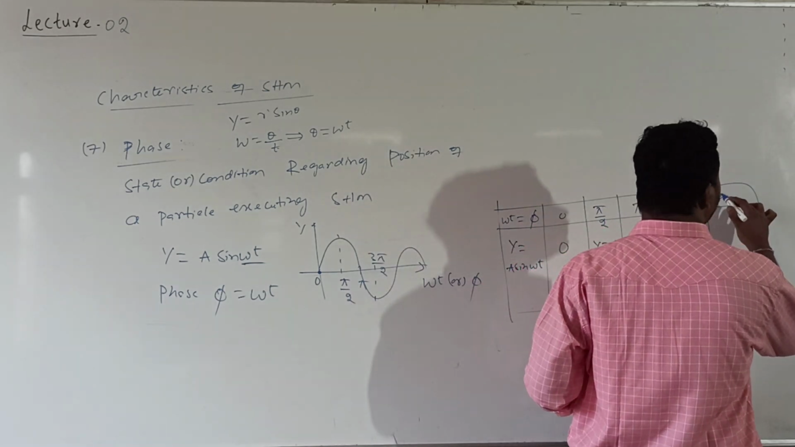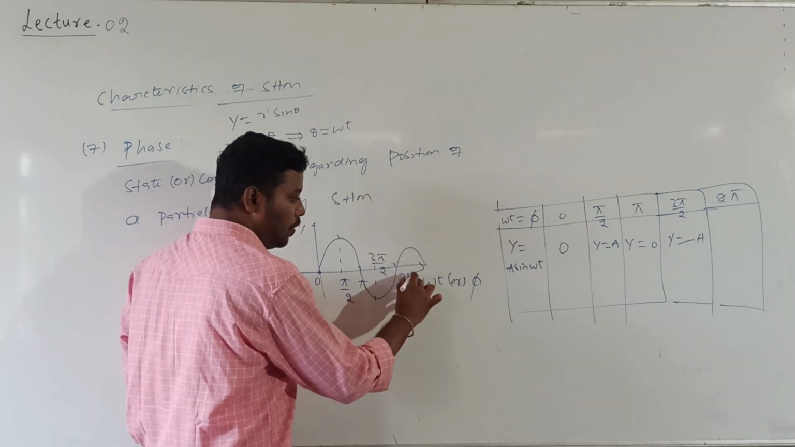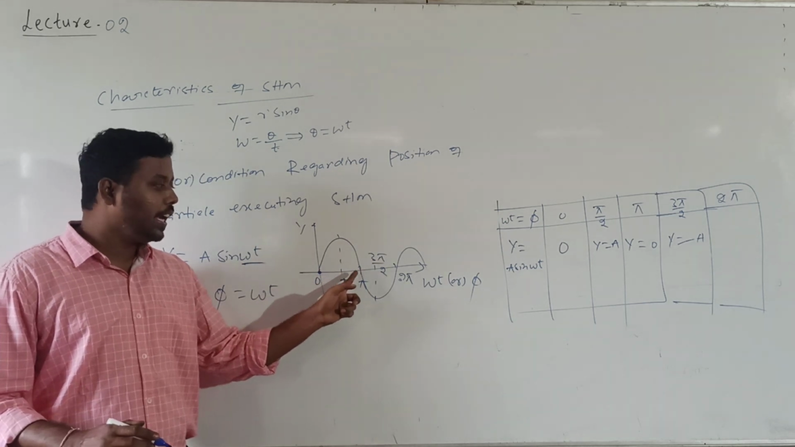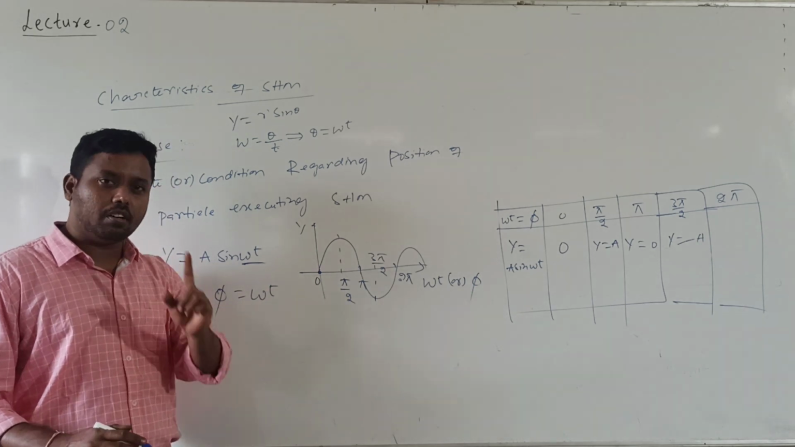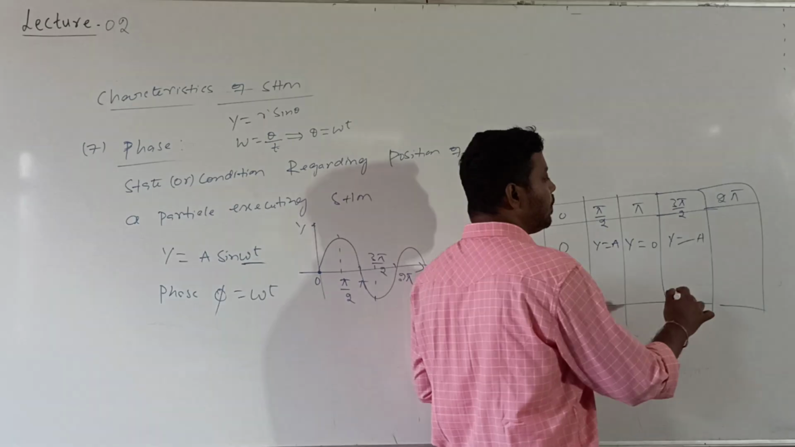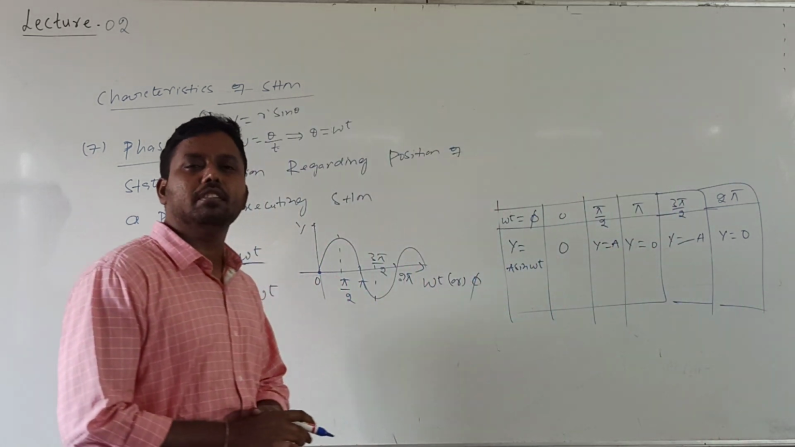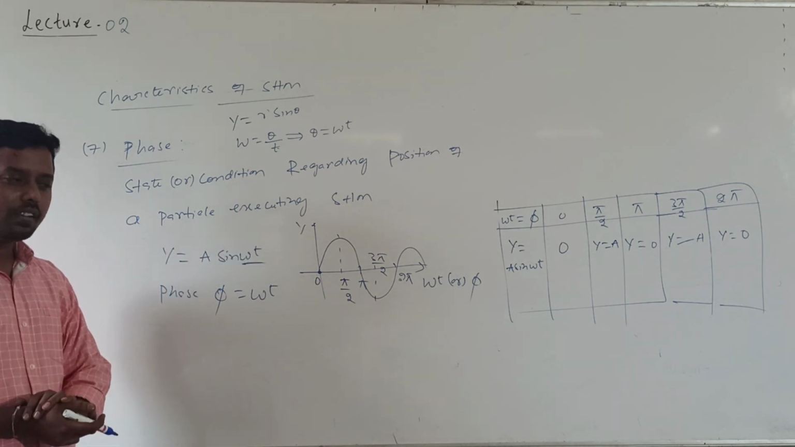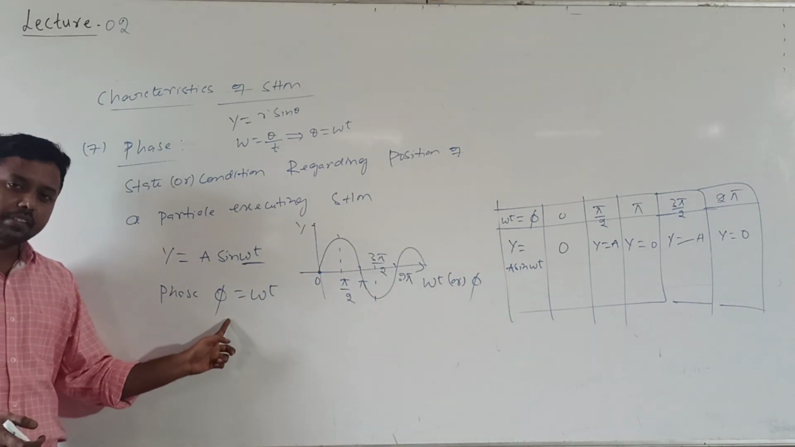And finally, whenever the phase value is 2 pi, one oscillation is completed. It started from the mean position, went to the extreme position, again the mean position, again the extreme position, and again the mean position. So totally one oscillation. For one oscillation, what is the total phase? 2 pi. Whenever the phase value is 2 pi, sin 360 is 0. So again the particle is at the mean position. By knowing this, omega t is called the phase, which can also be represented by phi.